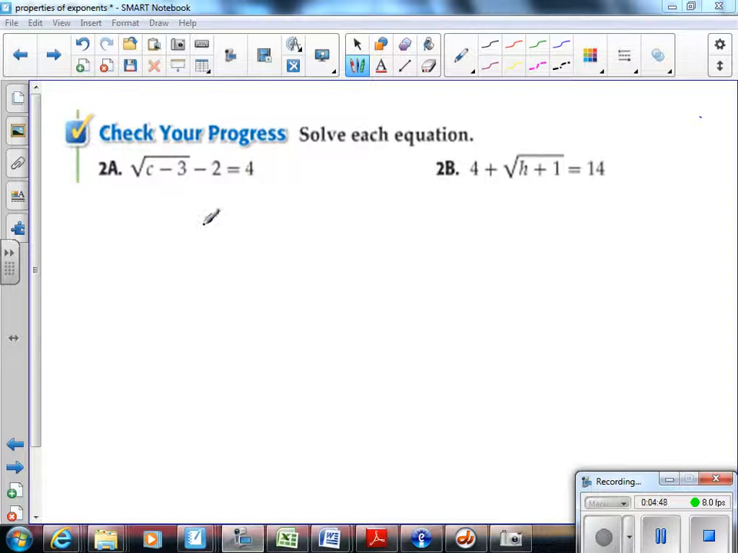Okay, try the first one, the example. When you get finished, raise your hand, and I'll come around and check you, and then you can check your partner.